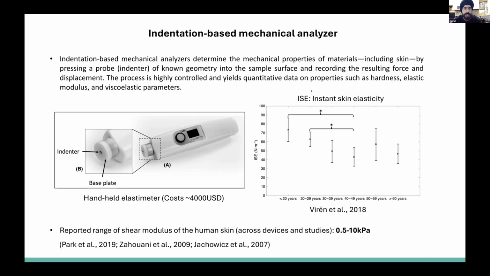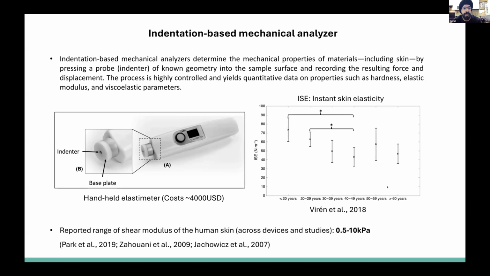So there is a very expensive model available to the Western world that costs almost $4,000. It's a handheld elastimeter, and you can basically measure the elasticity. And as this graph shows, you can draw some inferences very clearly, because many methods have already characterized this: as we age, the elasticity reduces. So this shows that there is some truth to that, and that can be detected by many methods, so it's sort of verified.